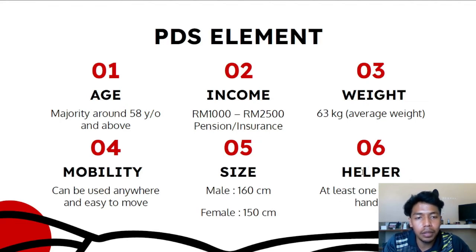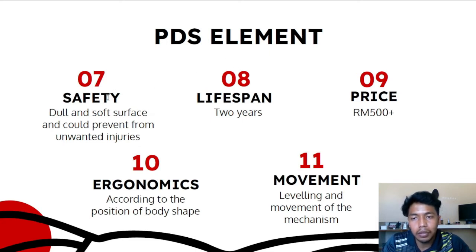And the next one is the helper. At least one helper is needed to help the bedridden patient to use the device. Next is the safety of the device. The device should have a dull and soft surface, and the device should be available to prevent unwanted injuries.